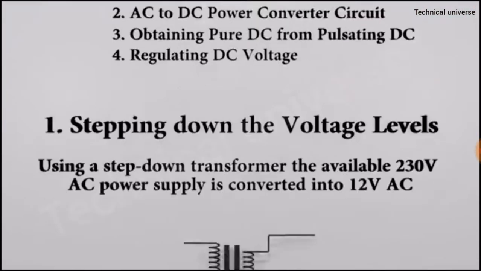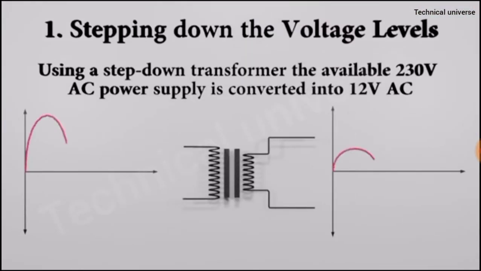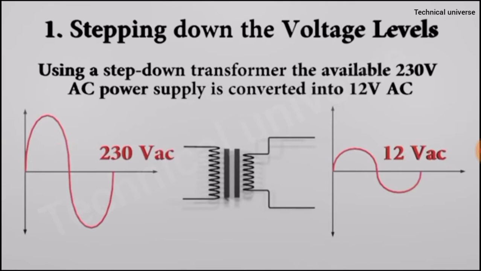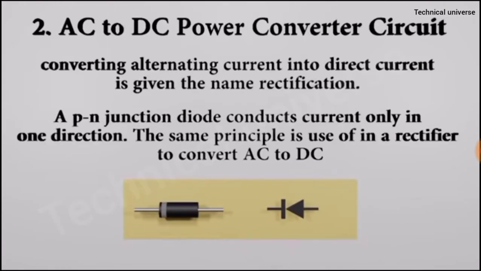First of all, using a step-down transformer, the available 230V AC power supply should be converted into a lower voltage; only the magnitude of the voltage is changed. Next, this low voltage should be converted to DC. For that we are using an AC to DC converter circuit. Converting alternating current into direct current is given the name rectification.